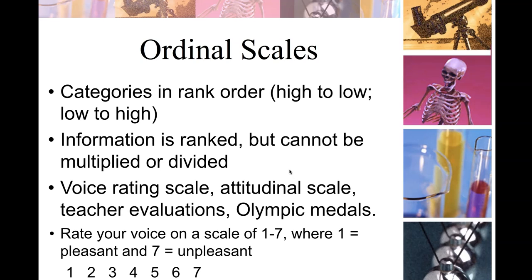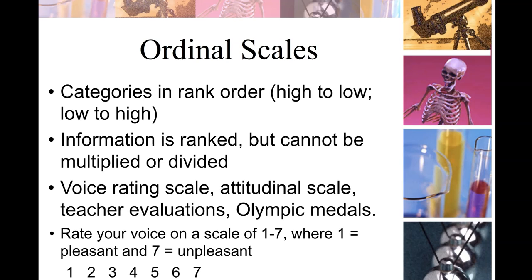Now we've got ordinal scales. These are categories in rank order, high to low, low to high. Information is ranked, but it cannot be multiplied or divided. So here, think about a voice rating scale, an attitudinal scale, teacher evaluations, Olympic medals, right? Whether you're going 1 to 7, 1 to 3, right? Olympic medals, gold, silver, and bronze is kind of like 1 to 3.